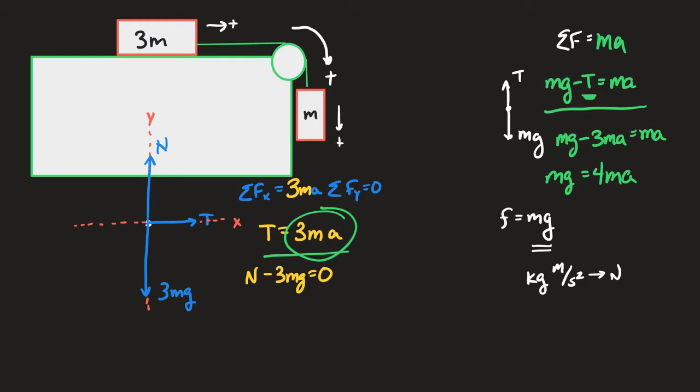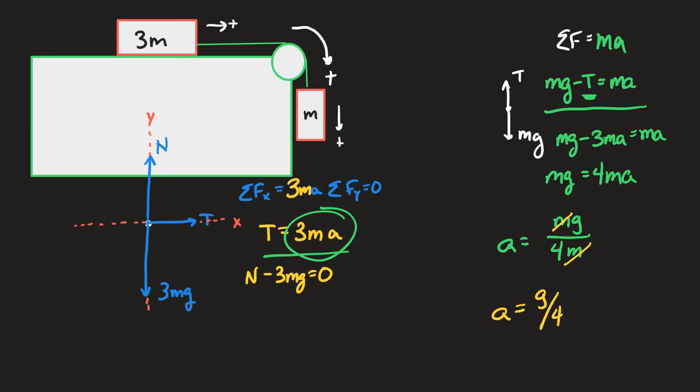Am I okay? Anybody having any trouble with this? Okay. I'm solving for a. So a equals mg divided by 4m. Cancel out the m's. I expect you to do that. And my answer for a is g divided by 4.